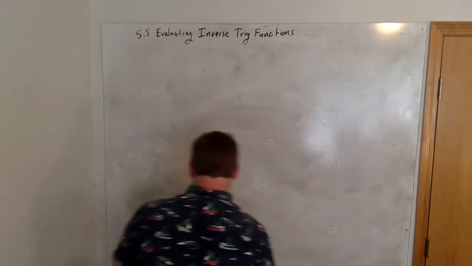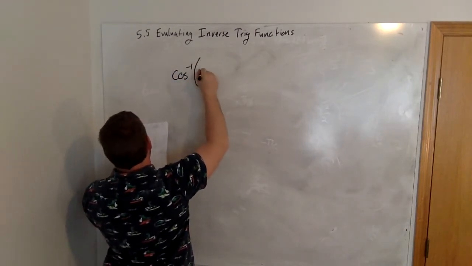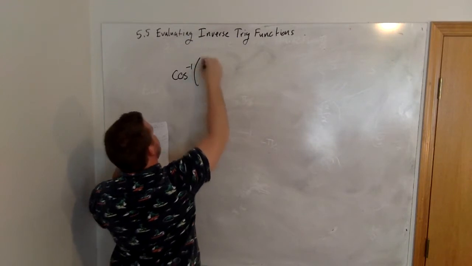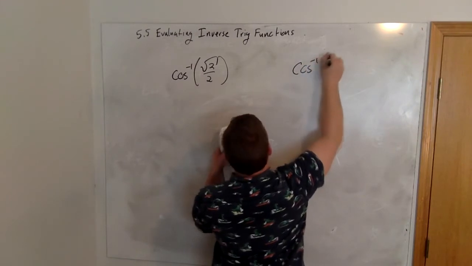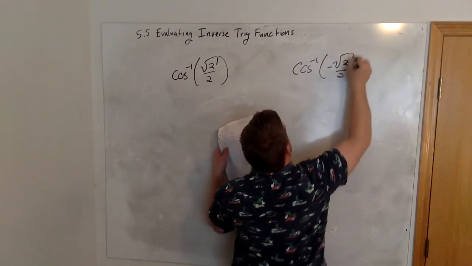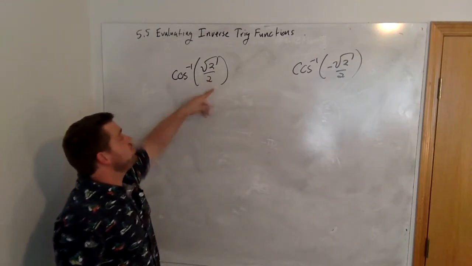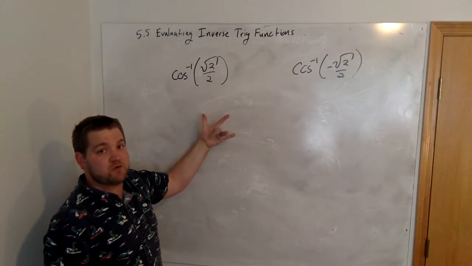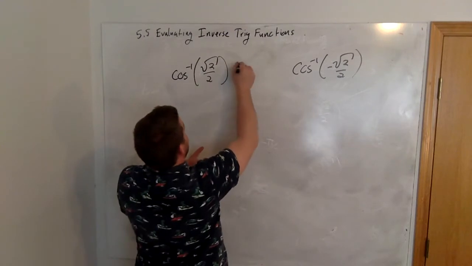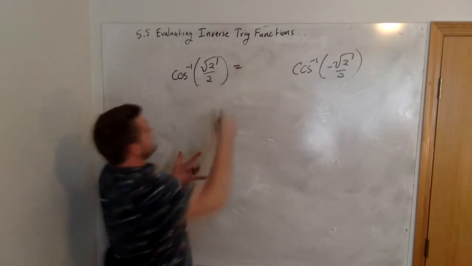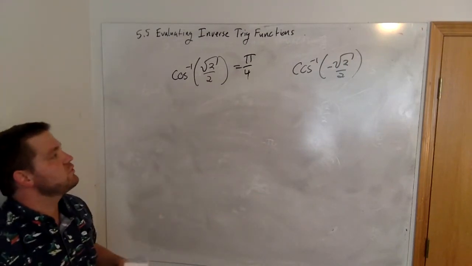Let's do the cosines. So we had the cosine inverse of root 2 over 2, and we also want to do the cosine inverse of negative root 2 over 2. Okay, if we're going to use our hand trick here, where do I get an x-coordinate of root 2 over 2? Well, we put down our pi over 4 finger. The x-coordinate is root 2 over 2, so there's really not too much more work to do here. You could draw a unit circle if you'd like, but I know it's going to be at pi over 4.